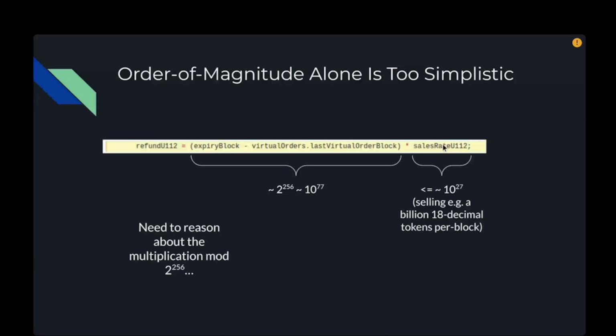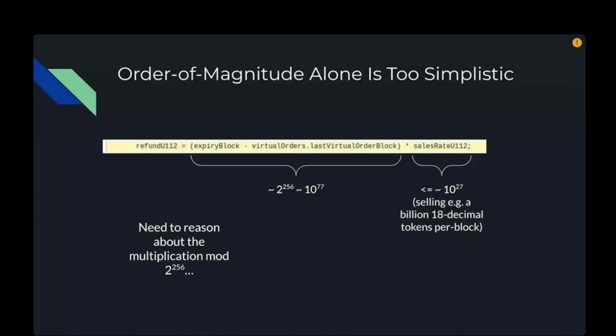What's the sales rate going to be? Let's say you're selling 1,000,000,000 18-decimal tokens per block. That's probably an upper bound, so maybe up to 10 to the 27th or less. But now we've got a really big number close to the max UINT 256 multiplied by a number that's a lot smaller, but still pretty big. So this multiplication is going to overflow a lot of times, and what you really care about is the remainder of that multiplication, mod 2 to the 256, to know whether the resulting value is in a feasible range for what you could extract out of the contract.